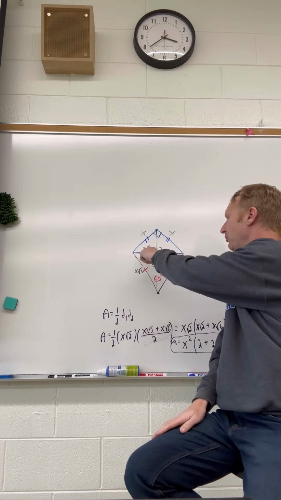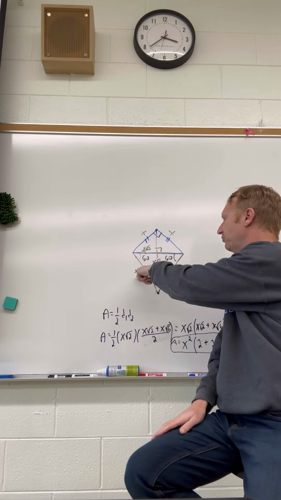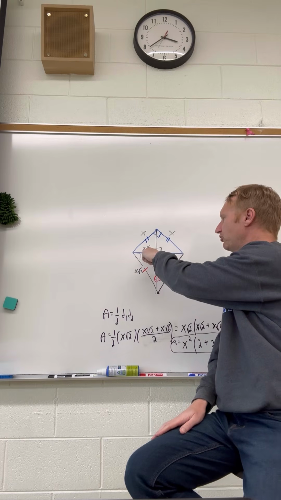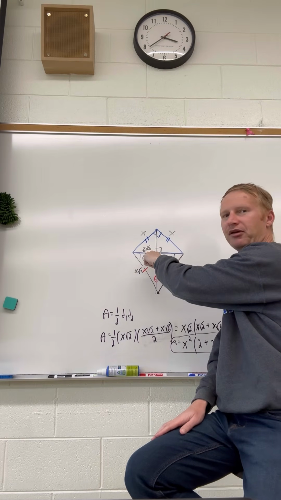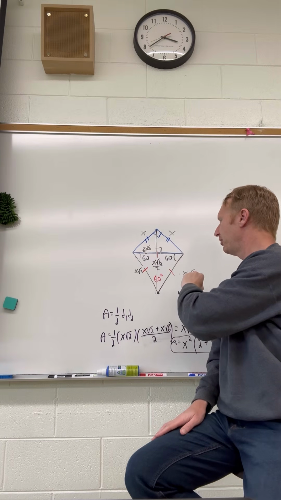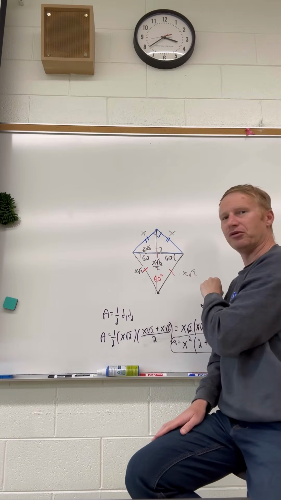And then we can look at the 30, 60, 90. This becomes x root 2, because you double this short side here. And then this becomes x root 6 over 2 if you multiply the short side by the square root of 3. Now, these two sides become x root 2, okay?